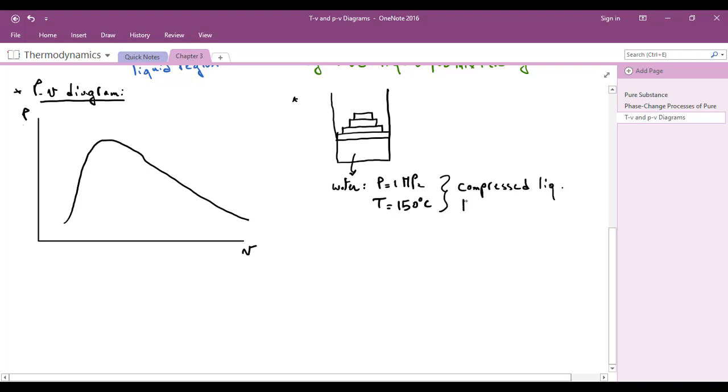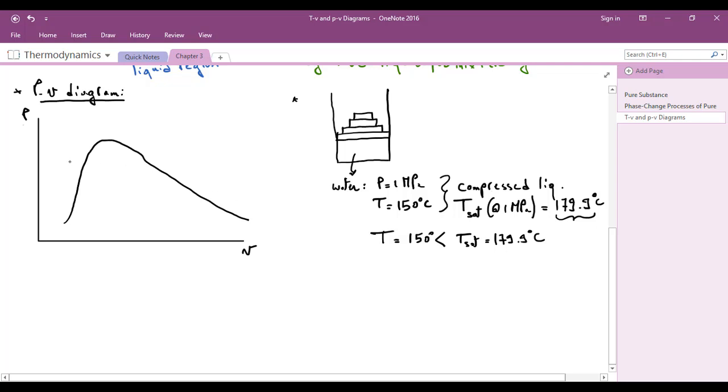Since the saturation temperature of water at a pressure of 1 MPa is 179.9 degrees Celsius, in order for the water to start phase change at a pressure of 1 MPa, it needs to reach a temperature of 179.9 degrees Celsius. Since the temperature here, which is equal to 150, is far from the saturation temperature, it is not about to vaporize, and under this condition we can say that the water is a compressed or subcooled liquid.